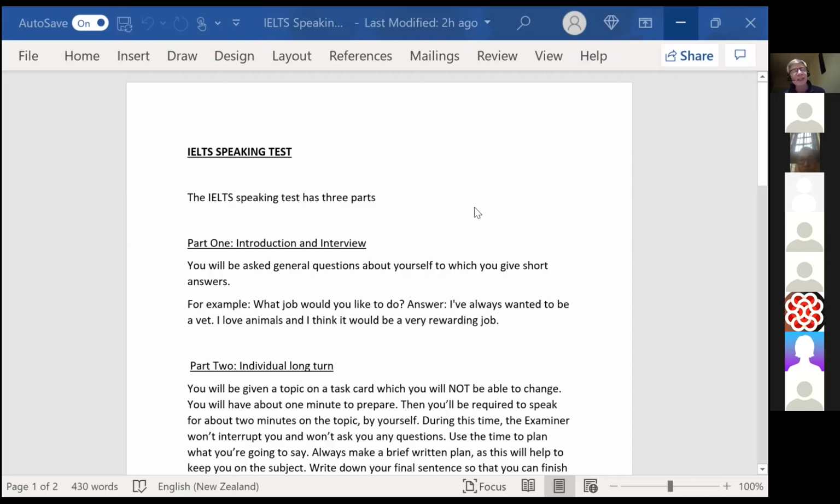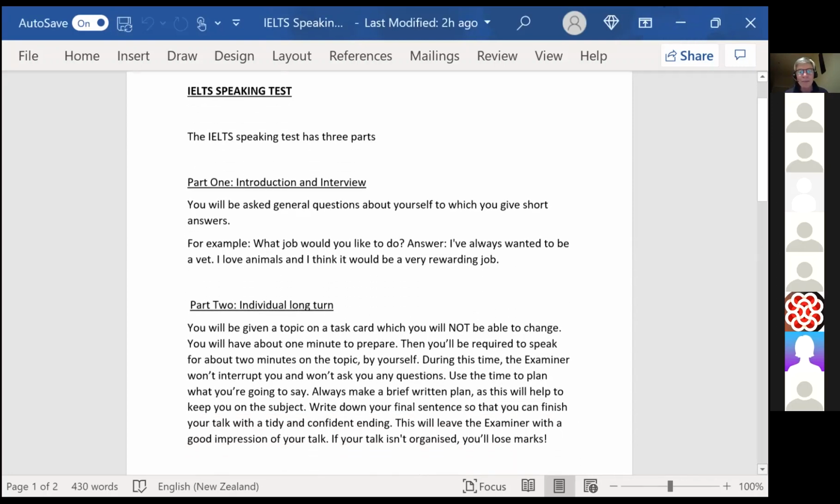What job would you like to do? What sort of food do you like? What sport do you play? And you just have to give a short 1 or 2 sentence answer to those questions in part 1. So with your level of English, this part should be very easy for most of you. Part 2 is what we're going to be working on for the rest of this lesson.